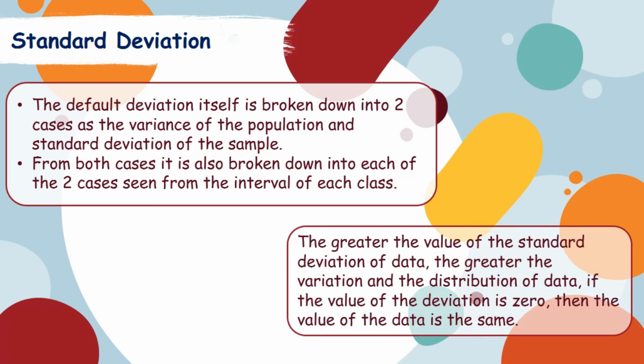The greater the value of the standard deviation of data, the greater the variation and the distribution of data. If the value of the standard deviation is 0, then the values of the data are the same. But the value of the standard deviation of group data is never negative. The symbol of the standard deviation is sigma, namely the standard deviation of the population, while the standard deviation of the sample is S.